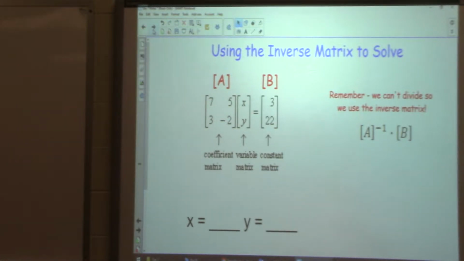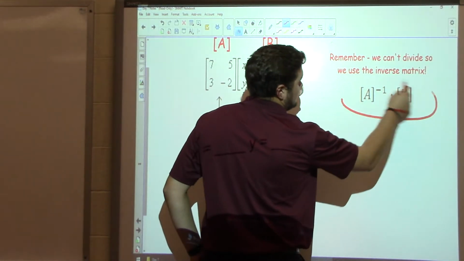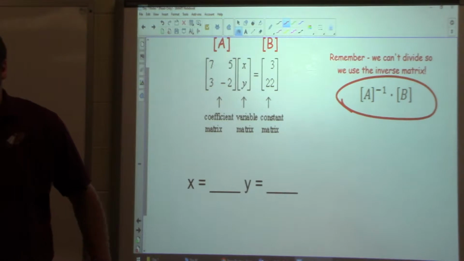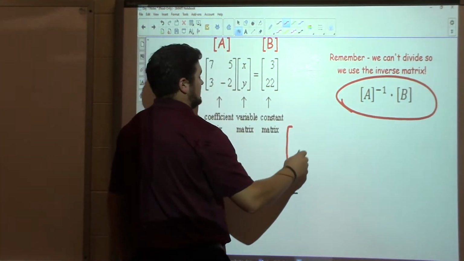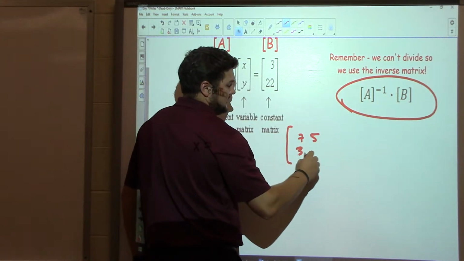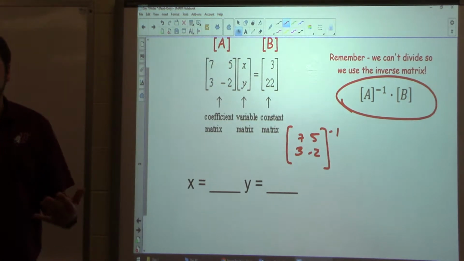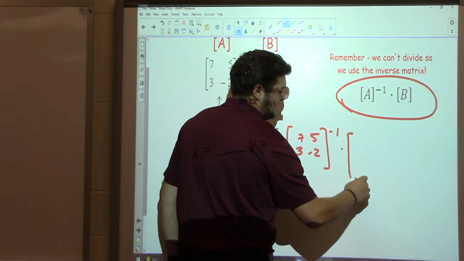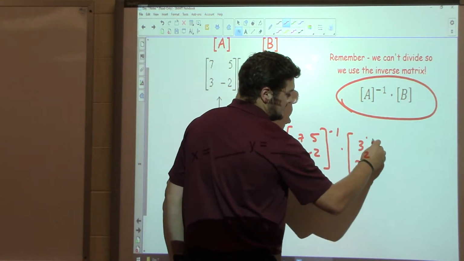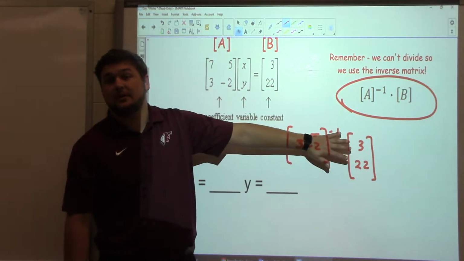Okay? How we solve something like this, if I want to solve for x and y, is I'm going to take the inverse of A times B, or the inverse of my coefficient matrix. So [7, 5; 3, -2] to the negative 1 power, so I want the inverse. And I'm going to multiply by B, or my constant matrix. So times [3; 22]. Right? You need to write this out. This has to be written out on a test.